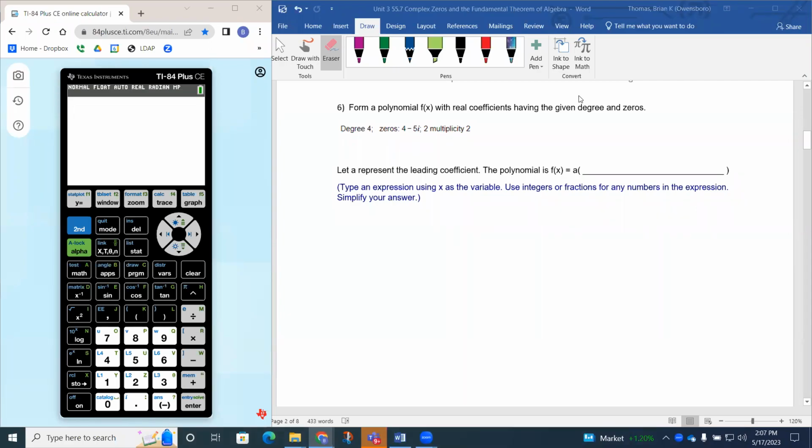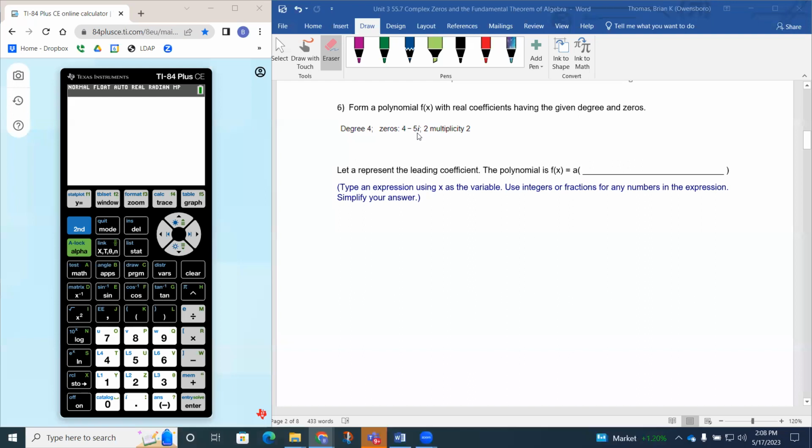So question 6, form a polynomial function with real coefficients having the given degree and zeros. So see if we can put this together. Notice how we have zeros, and we're going to work backwards and identify factors, and then multiply those all out. It's a degree 4, so using the fundamental theorem of algebra, there have to be 4 zeros altogether, including real and imaginary.